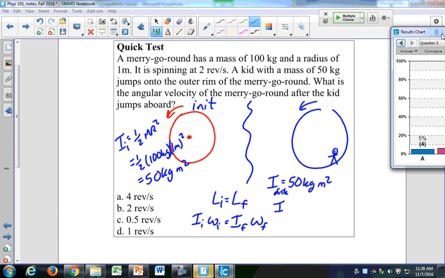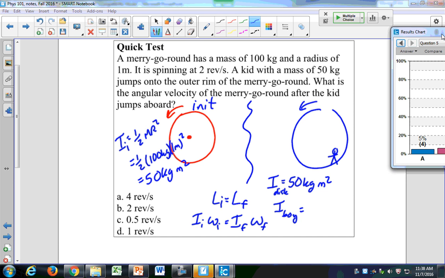Now the tricky part on this is how to deal with the boy, the kid that jumps onto this merry-go-round. How do I treat him? What kind of shape do I treat the boy? This is probably where most of you got hung up. How do I treat him? Not as a cylinder, no. As a what now? No, not as a ring. Do you treat it as a ring?